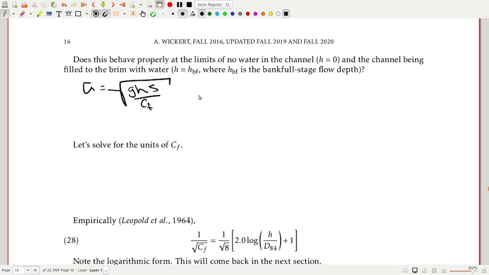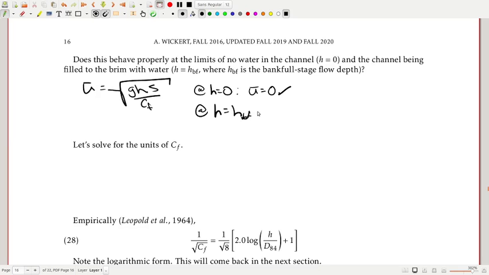And so pretty easily we can see that at h equals 0, u bar equals 0, so check and good. And at h equals the bank-full depth, which is what this is. So this is the bank-full stage flow depth, the flow depth when the channel is filled to its brim. And so this is the highest depth that can exist in that channel.